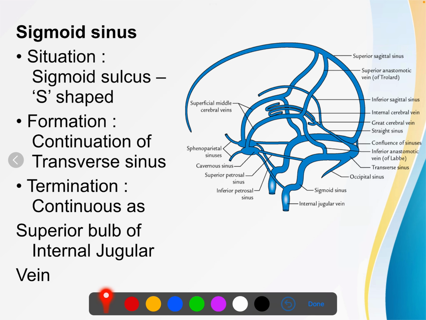The next one, sigmoid sinus that is situated on the sigmoid sulcus, that is the S-shaped sulcus that is formed by the continuation of the transverse sinus, and it is continuous as the superior bulb of the internal jugular vein. So that's all about the dural venous sinus.